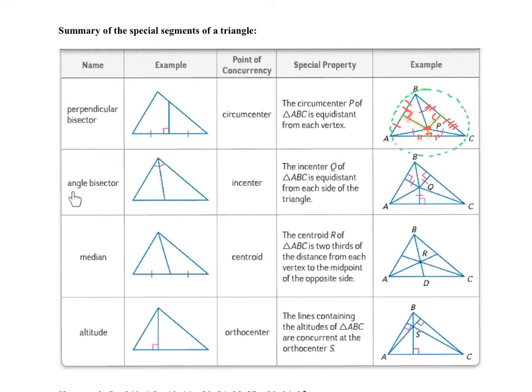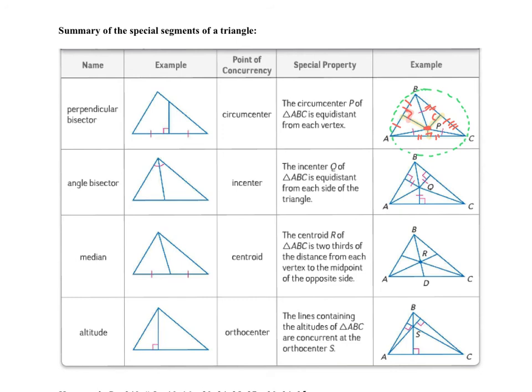Okay, and then the second special segment of a triangle we talked about was an angle bisector, which is a segment that bisects one angle of the triangle. If you draw all three angle bisectors and get the point of concurrency, then you have what's called the incenter. And remember, the incenter is equidistant from each side of the triangle.